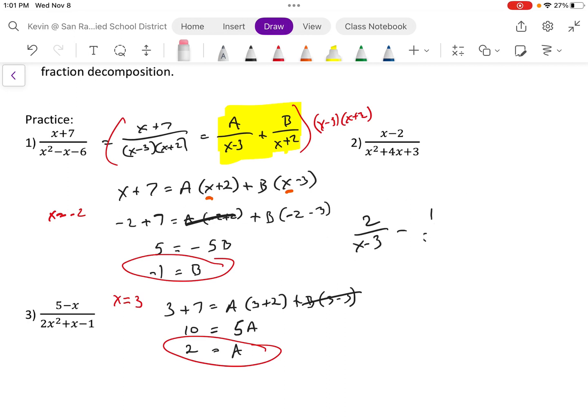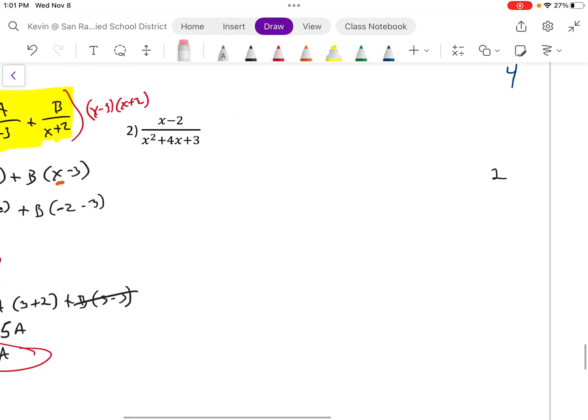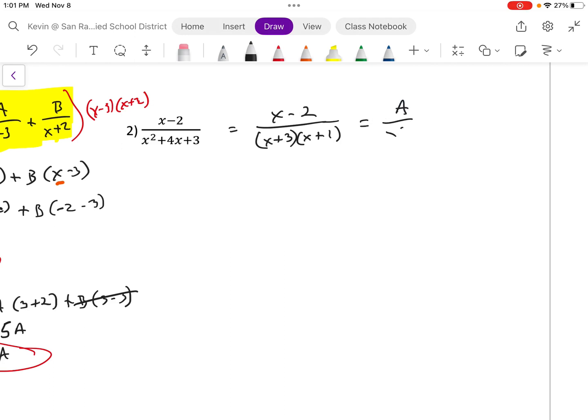Okay, moving on. I got to erase this. Let's look at number 2 here. I think this one brings in a fraction, so you'll see something different on it. (x minus 2) over (x plus 3)(x plus 1) equals a over x plus 3 plus b over x plus 1. Okay.